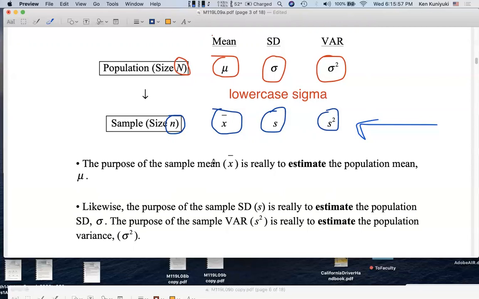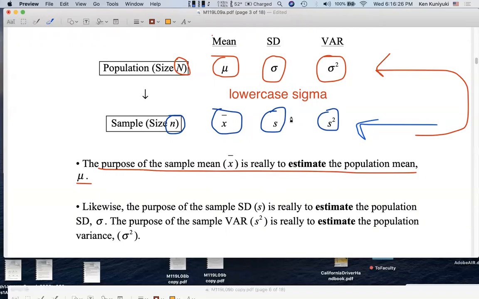But remember, the goal of calculating these sample statistics is to approximate the values of the population parameters. We only care about the sample mean insofar as that it helps us estimate the population mean. We don't care about the sample mean in and of itself. That's the purpose of the sample mean. The purpose of x bar is to estimate mu.